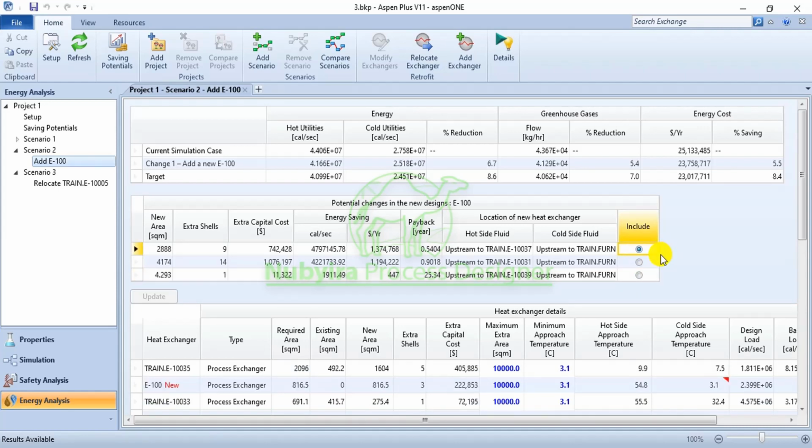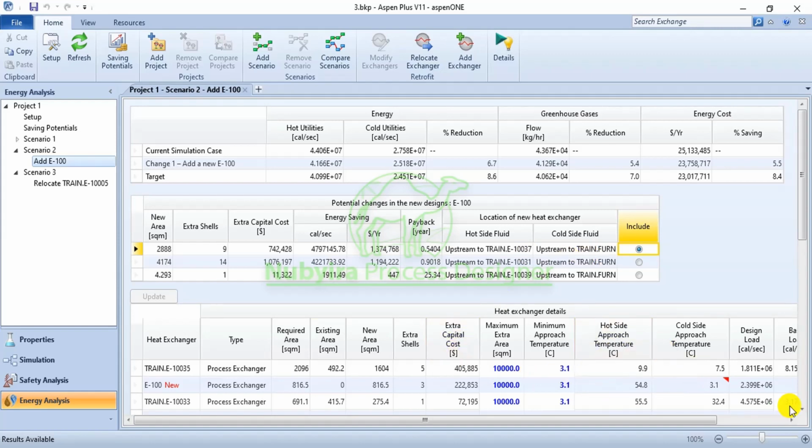So, that's one thing. In order to see more details, because I'm going to try this suggestion, the first suggestion, that is adding this heat exchanger at 39, the option of heat exchanger 39 and furnace. I'm going to do that.